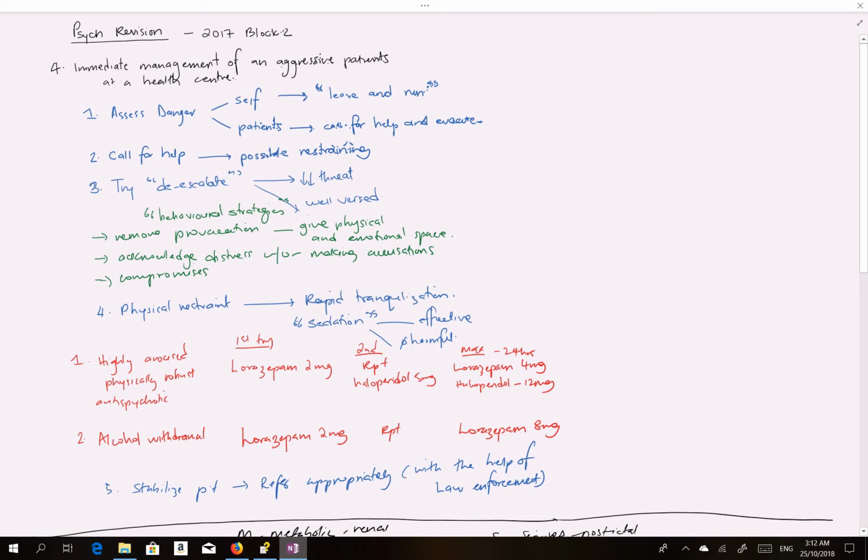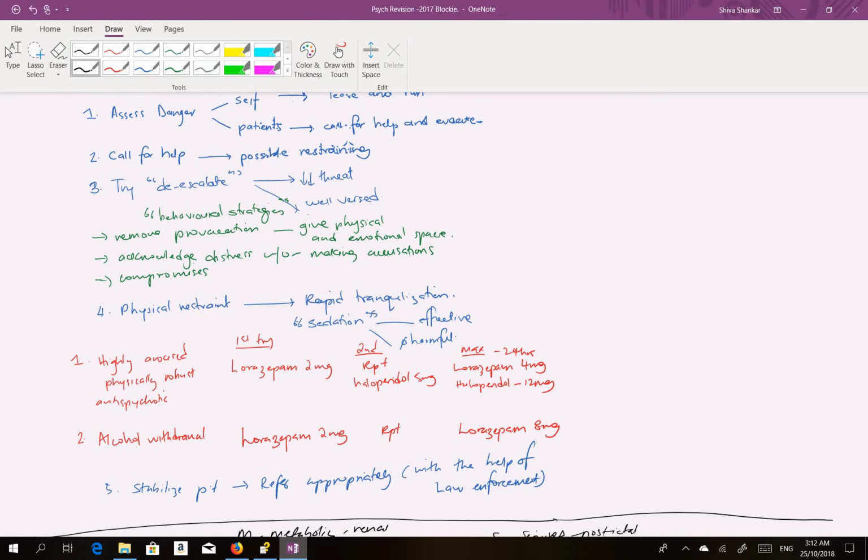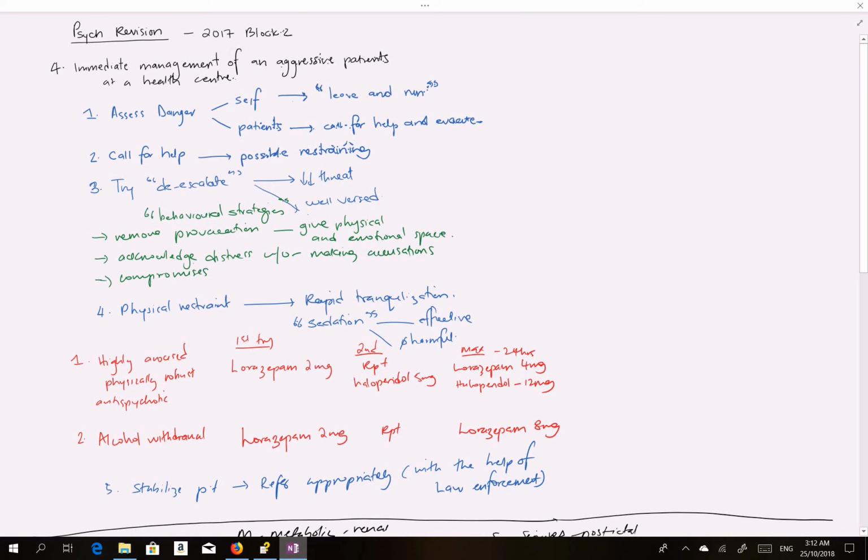Alright, going on to the explanation of the answer. Firstly, I would assess the danger, and that's the danger to self and the danger to the patients. If there is danger to self, I'd want to leave and run, and I think Dr. Allen also advocated the same advice. Or if you see that the aggressive patient is harming another patient, that's when you call for help and evacuate the other patients. So that was the first step, and that is to assess danger.